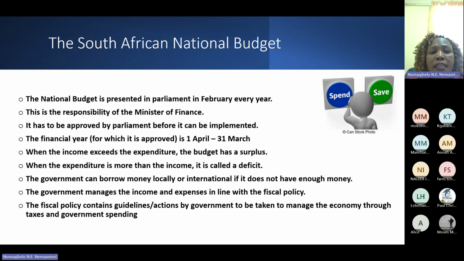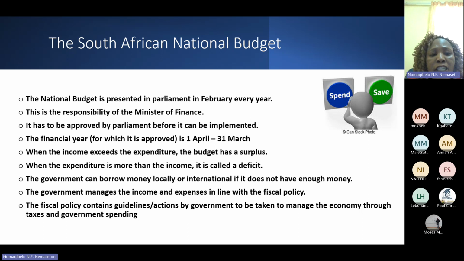The South African national budget is presented in Parliament in February of every year. This is the responsibility of the Minister of Finance, which is Ntate Enoch Gondongwana in our case. It has to be approved by the Parliament before it can be implemented. The financial year for which it is approved is from the 1st April to the 31st March of the following year. When the income exceeds the expenditure, the budget has a surplus.